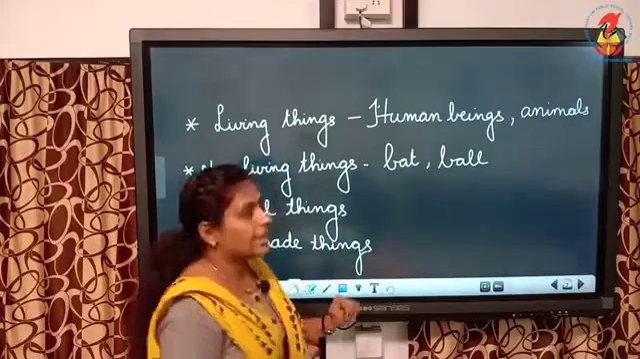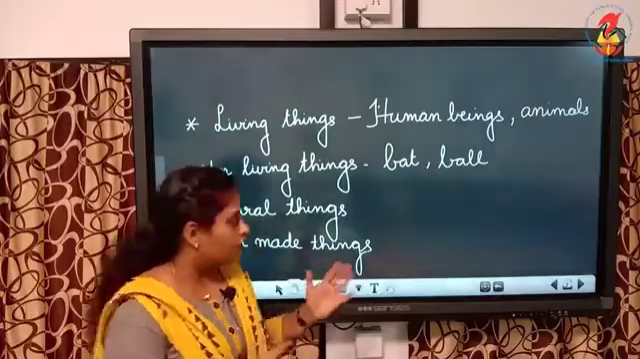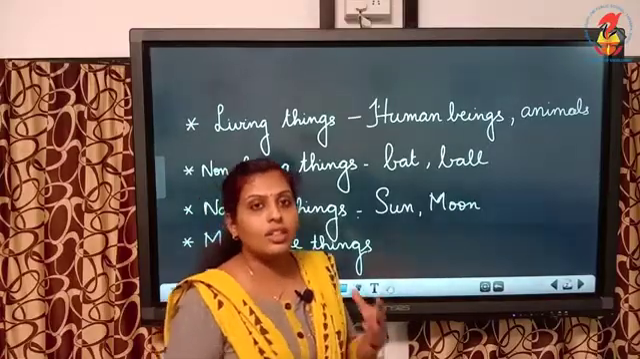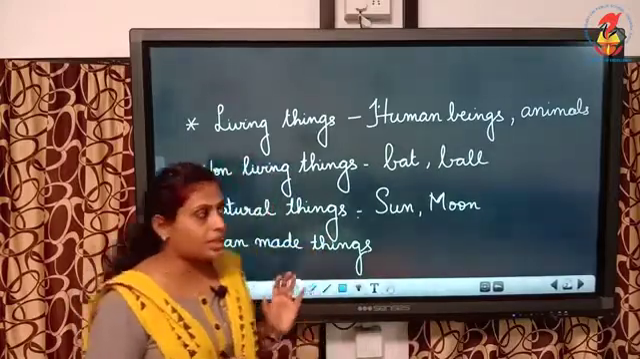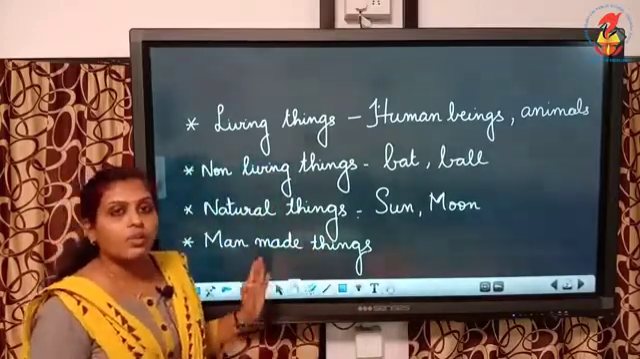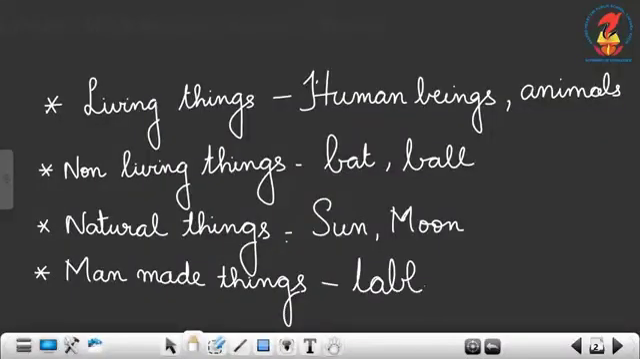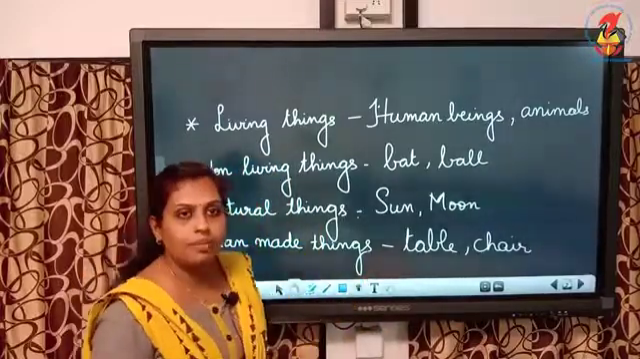Now let's move on to the next one, natural things. The things that are created in nature. For example, sun, moon, mountains, valleys, rivers, all these are created in nature. Now the last one we learned about, the man-made things. Man-made things are those things which are made by man, like table, chair, building, pen, pencil, all these are the examples of a man-made thing.